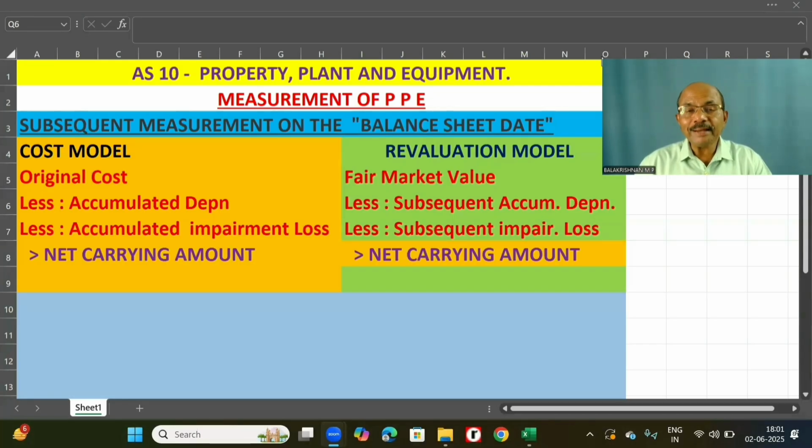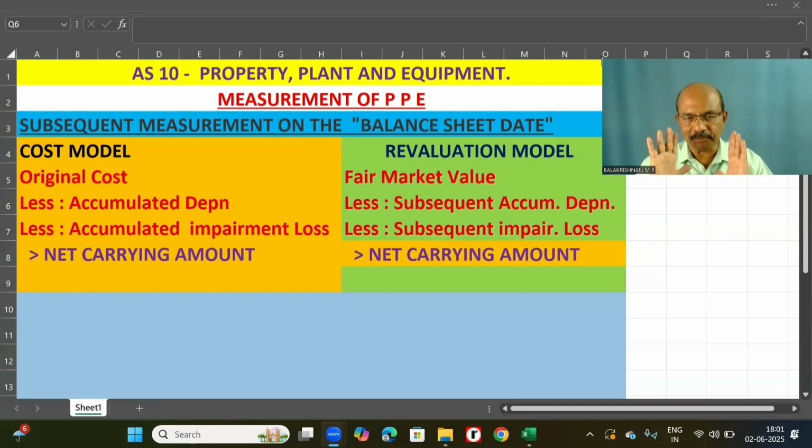Fourth one, better depreciation matching. Depreciation is calculated on the revalued amount, aligning expense recognition with asset utility and fair value. I repeat, depreciation is calculated under this method on the revalued amount, aligning expense recognition with asset utility and fair value. This helps in more accurate profit measurement.